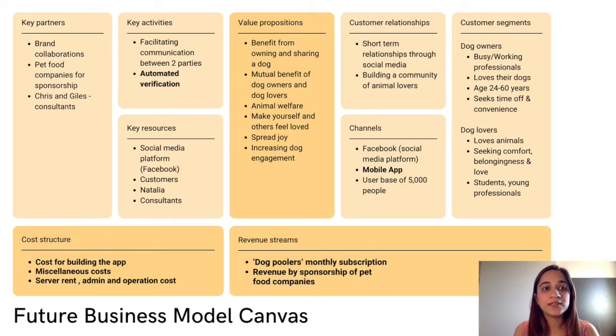Now that we have looked at the various strategies that can be adopted to solve the problem of growth and profit, let's address how the business model will change after the adoption of one of these strategies. Some of the key changes that will occur in the business model with the new channel of the mobile app would be the automation of the verification process. More so, some costs of building an app would be incurred by the business, and some miscellaneous and rental costs will be experienced by you. Looking at the revenue streams, we see that we generate more revenue from the monthly subscription and some revenue from sponsorship events with the pet food companies.